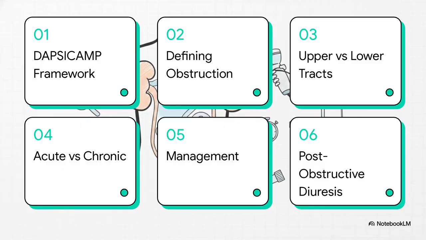Here is our roadmap for today. First, the DAPSI-CAMP framework. Second, defining the obstruction. Third, upper versus lower tracts. Fourth, acute versus chronic retention. Fifth, surgical and medical management. And finally, number 6, post-obstructive diuresis.